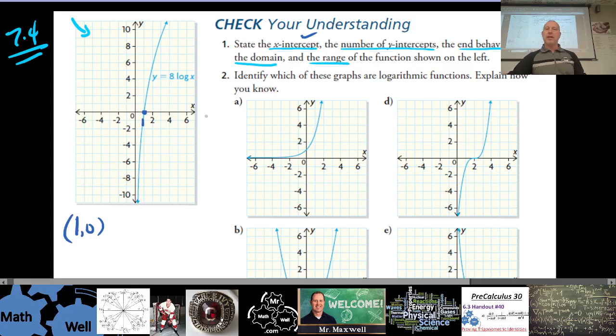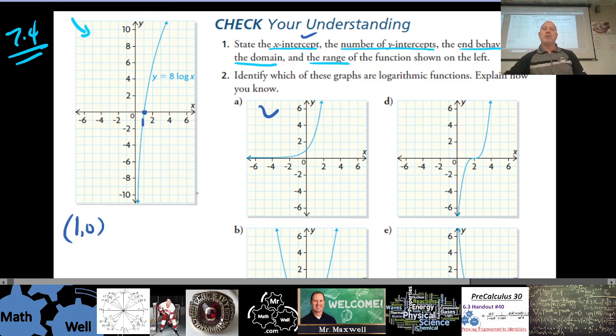Now, is there more than one x-intercept for a log function? Does it curl back around somewhere and come back down at all? Does anyone remember? No. The answer is no. It keeps going up. It will kind of level out a little bit, but this was just a very steep graph that they're showing right now.